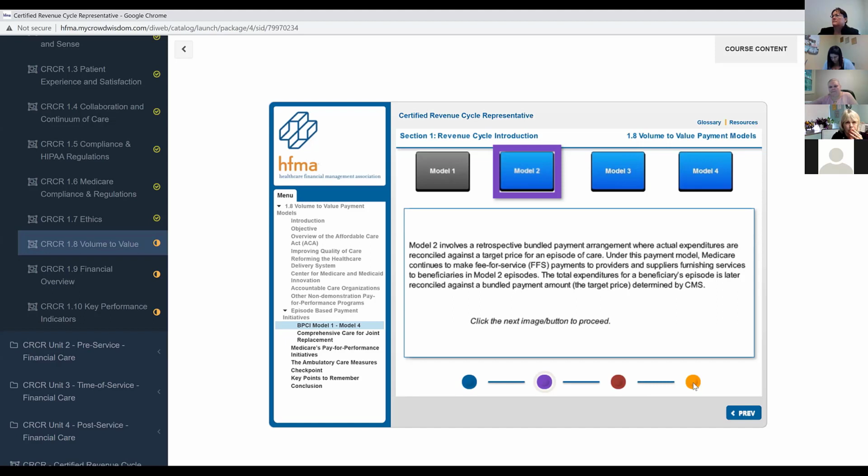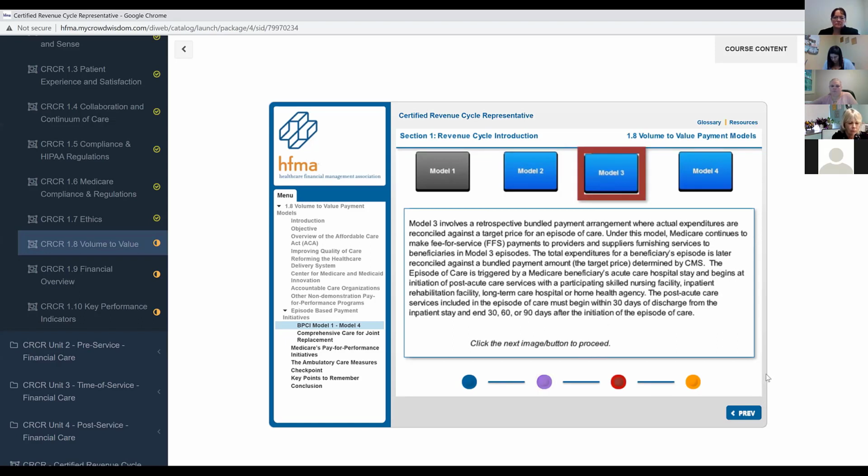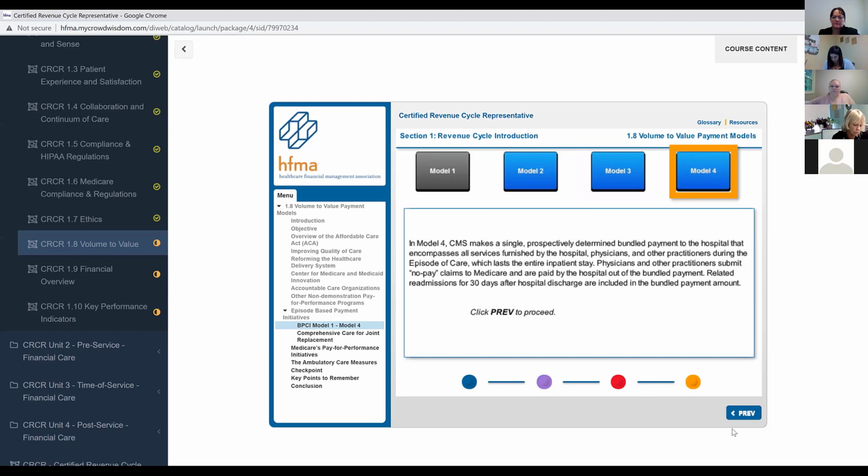So it's all-inclusive. Your Model 4, okay, is a prospective bundled payment where you're paid up front for a specific episode of care, and during the episode of care, providers, physicians, hospitals, other practitioners, they're sending in no-pay claims to Medicare, and then there's a reconciliation process. A little more risk, but much more reward on the back end if you can manage your costs.